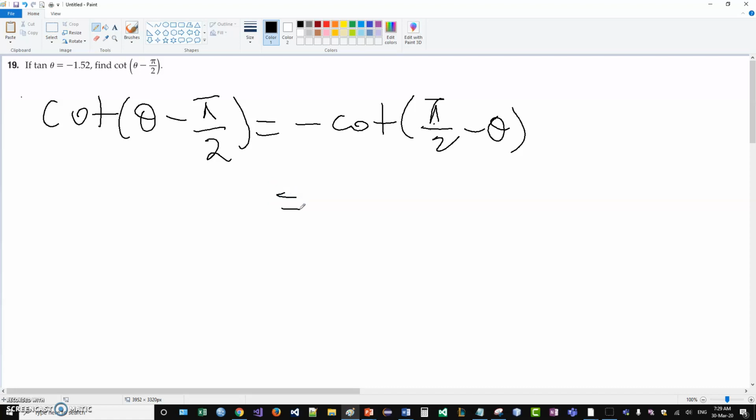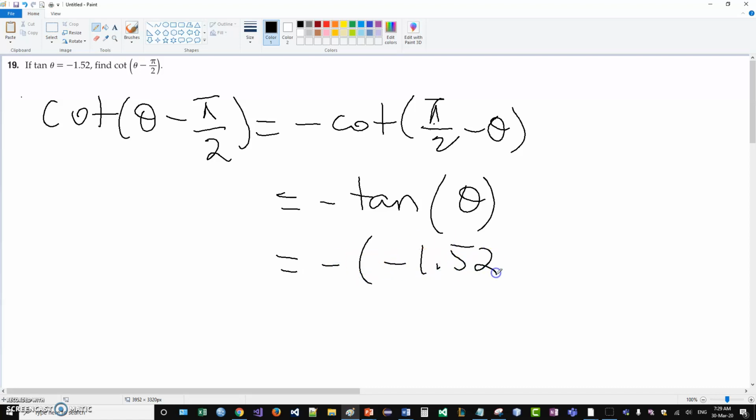And using the cofunction identities, cotangent pi over 2 minus theta equals tangent theta. And since tangent theta is minus 1.52, minus minus 1.52 equals plus 1.52, and that's it. Please pause the video and look at this one more time.